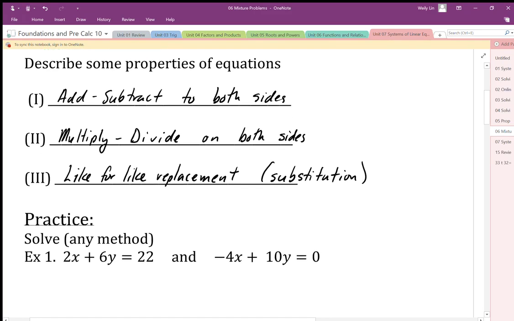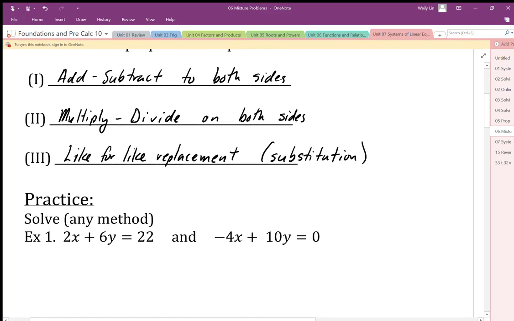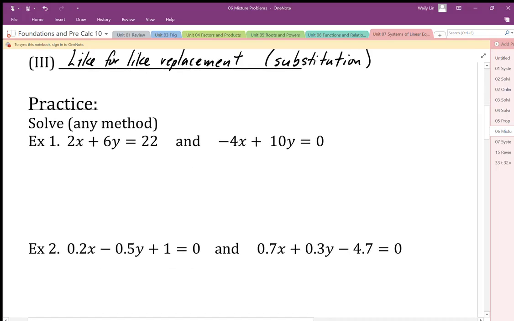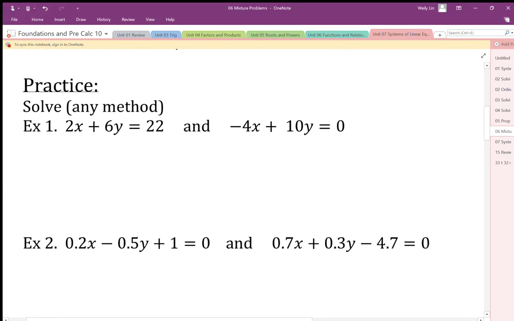A system, again, is when we have more than one variable and more than one relationship. When we're solving these, we basically have two strategies. One is addition, subtraction, and the other one is substitution. And whatever is going to work easiest is the one we probably would choose. So it says here solve by any method.